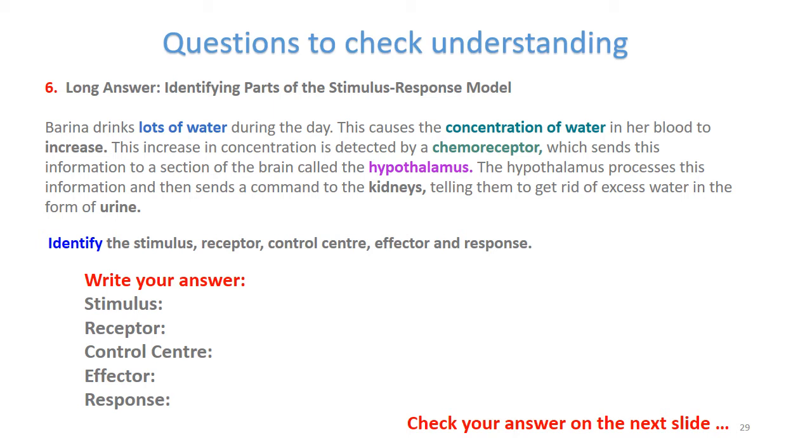This increase in concentration is detected by a chemoreceptor, which sends this information to a section of the brain called the hypothalamus. The hypothalamus processes this information and then sends a command to the kidneys, telling them to get rid of excess water in the form of urine. What you need to do is identify the stimulus, receptor, control centre, effector, and response. Write your answer. I've started it off for you, and you can check your answer on the next slide.